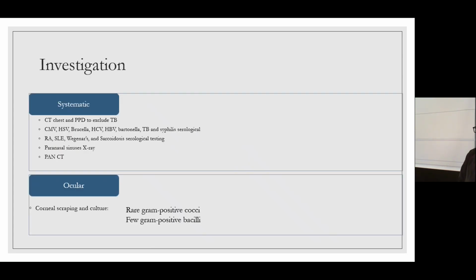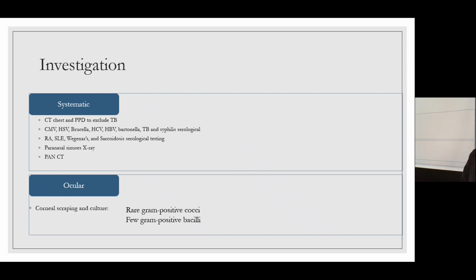So in regard for the investigation, since we're looking for systematic disease, we did systematic investigation, like CT chest, PPD, and to exclude TB. And we also did serological testing for infectious diseases like CMV, HCV, brucella, hepatitis B, hepatitis C, Bartonella, and TB. And we also did serological testing to rule out connective tissue disease like rheumatoid arthritis, SLE, Wegener's, and sarcoidosis. We also did sinus X-ray to exclude Wegener's, and CT to check for malignancies.